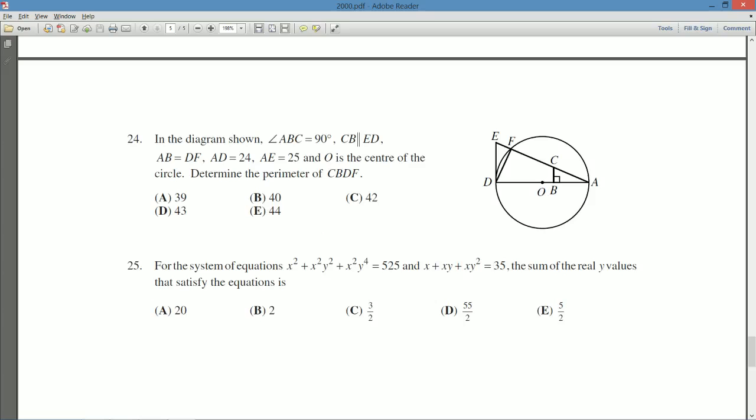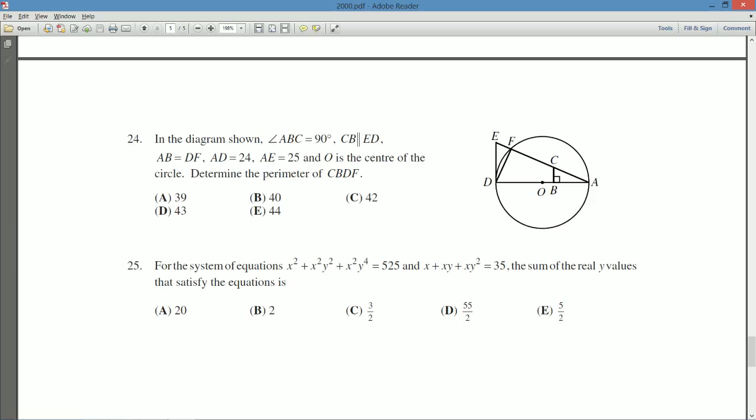Okay. So we have x squared plus x squared y squared plus x squared y to the fourth equals 525, and x plus xy plus xy squared equals 35. So 525 and 35 are the actual values that these things equal. The sum of the real y values that satisfy this equation, or the sum is, sums are singular, not plural. So we have two equations here.